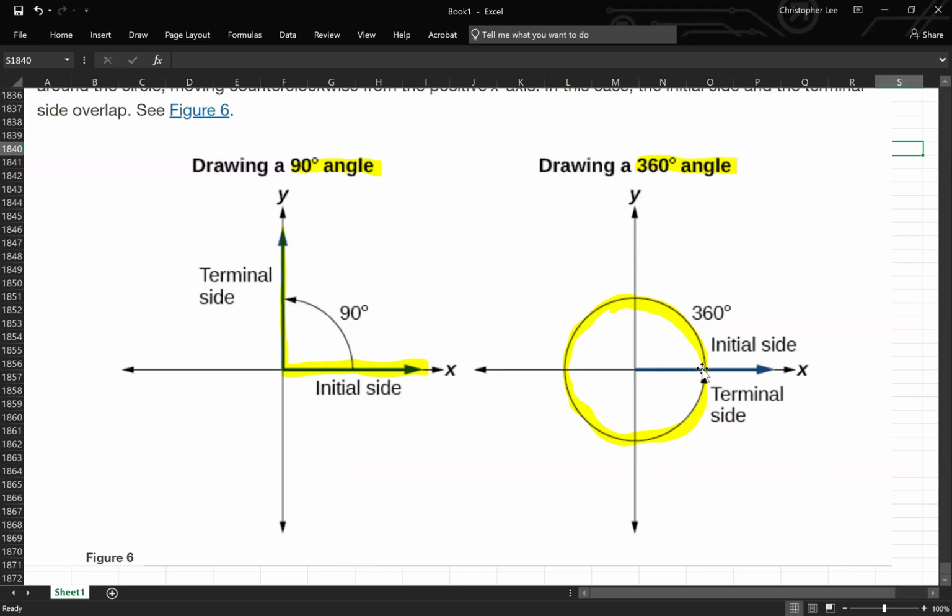So what you're talking about is coterminal angles, yeah. We're going to get there.